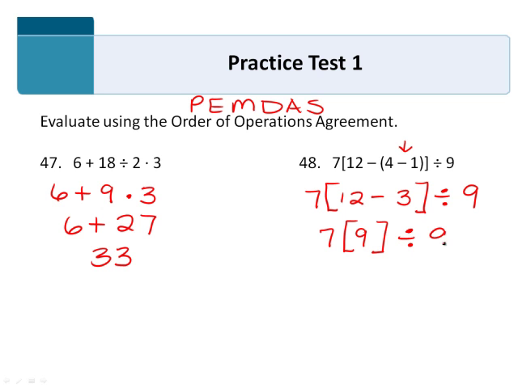Okay? So the 7 and the 9, that's multiplication, and we have division. So we do those left to right. 7 times 9 is 63 divided by 9, which gives you 7. Okay? In that case, that's a very rare case. If you did the division first, it would still work, but a lot of problems it won't, so you want to make sure you do those left to right.